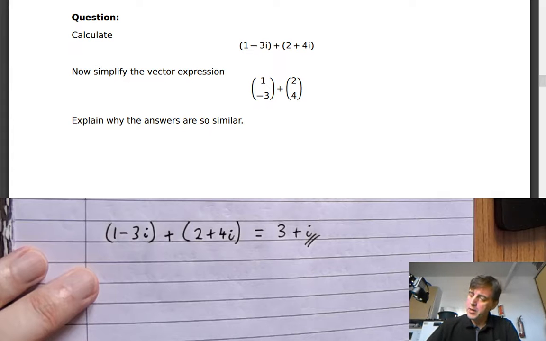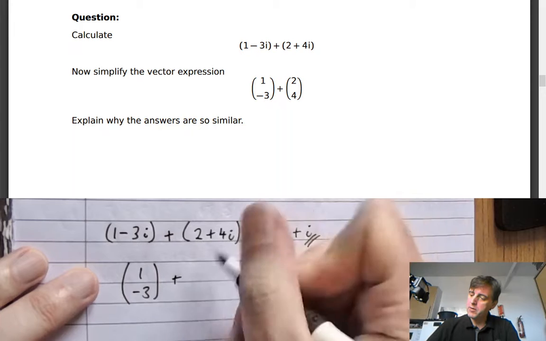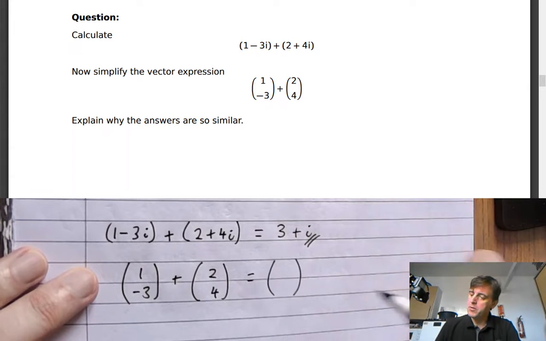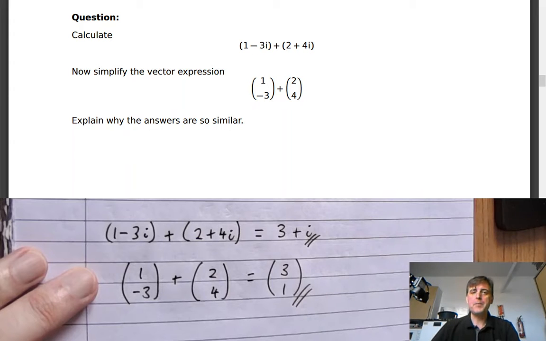Now let's look at the vector situation here. So we've got this vector 1, minus 3. We're going to add it to the vector 2, 4. And then again, we can just look at the two components separately here. So the 1 plus the 2 here gives us 3. Negative 3 plus the 4 here gives us 1. And we have our answer there.